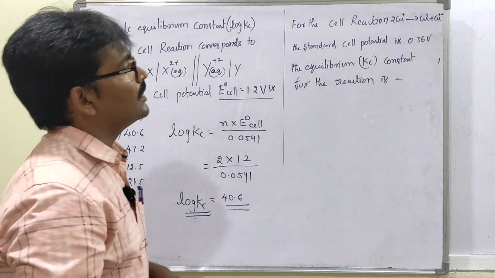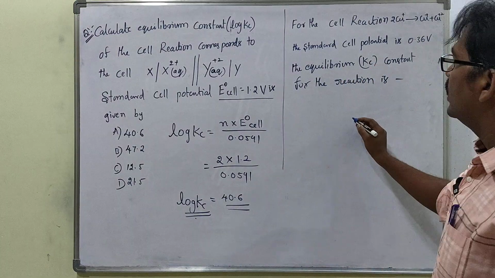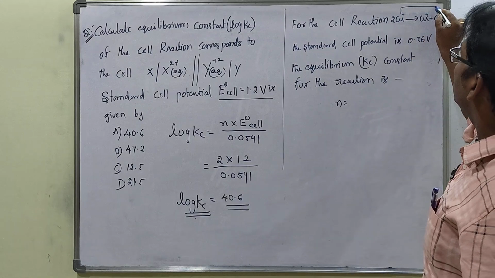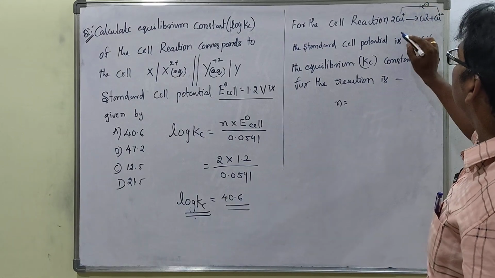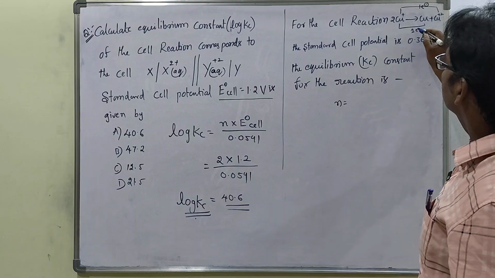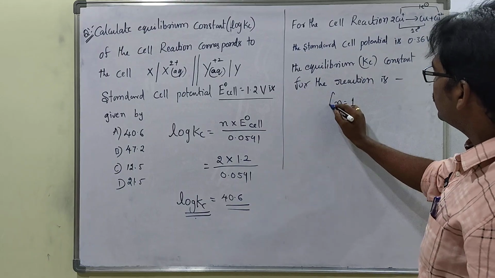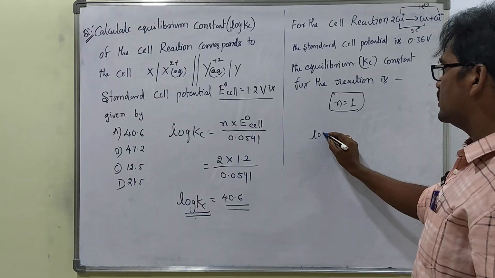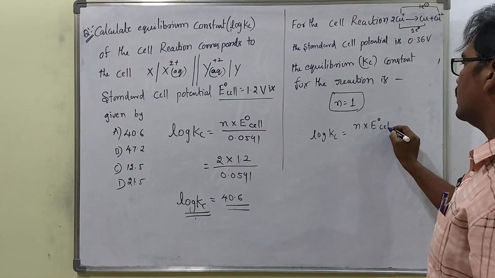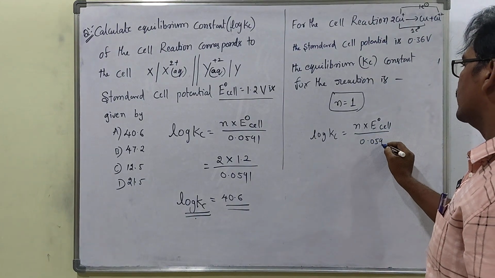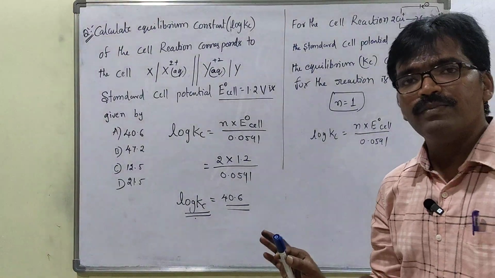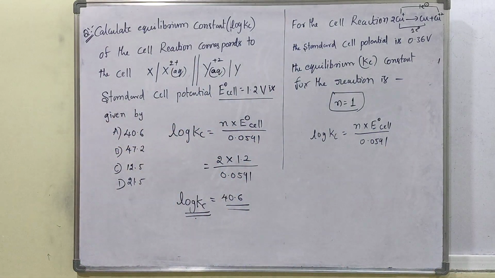So for the remaining one, it is the same thing, but only one thing: the number of electrons you have to find out. Here plus charge +1 to +2, how many electrons are transferred? 1 electron is transferred. Then +1 to 0, here also 1 electron is transferred. So the number of electrons you have to take as 1. Then log Kc is equal to n into E naught cell divided by 0.0591. This is the formula. Then substitute and calculate, and whatever the answer comes, you have to mention it in the comment section. Thank you very much.